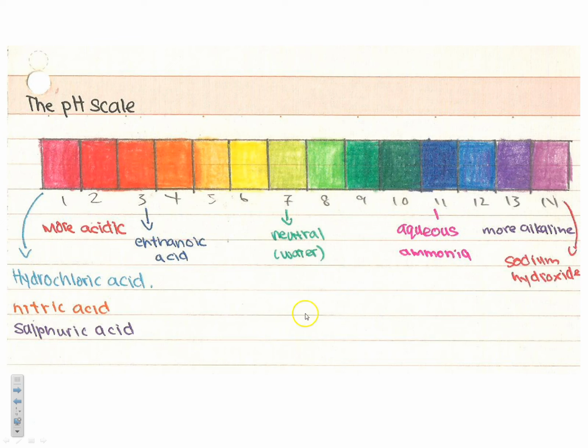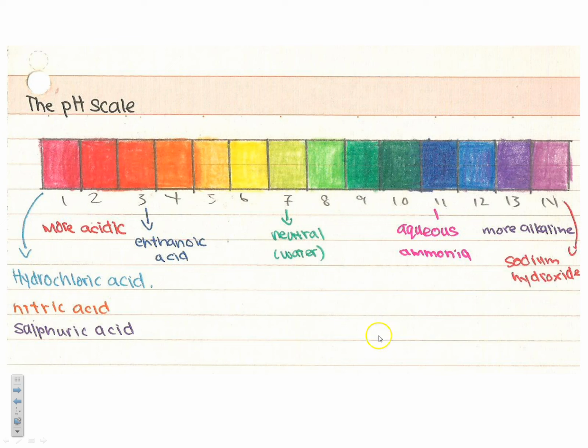In the middle, like distilled water, we have 7 for our pH. Ammonia is kind of a weak base. It accepts some H pluses, becomes ammonium. It becomes the ammonium ion, but it won't accept tons and tons of those H's.